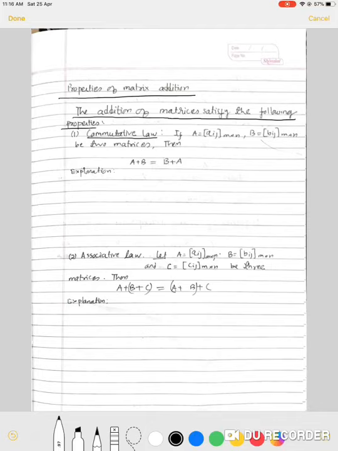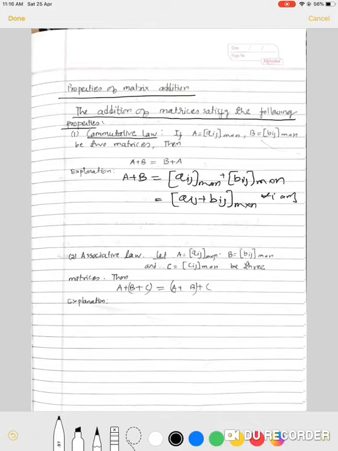Now look here at how we are giving the example. A plus B is equal to Aij m cross n plus Bij m cross n. It means Aij plus Bij m cross n for all i and j. So we can write here Bij plus Aij.